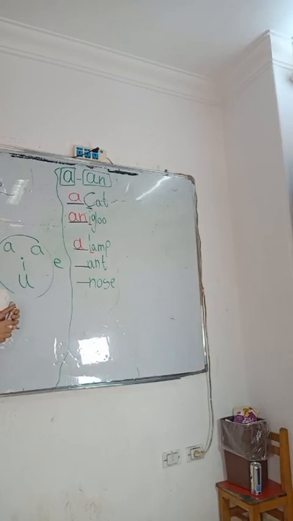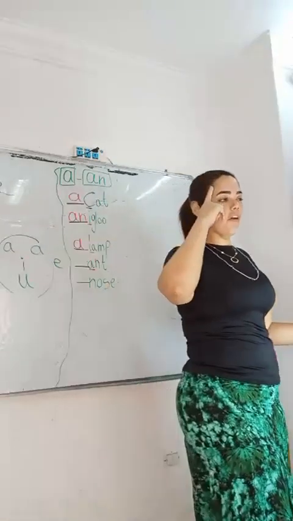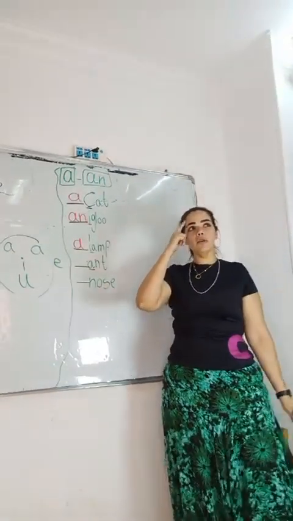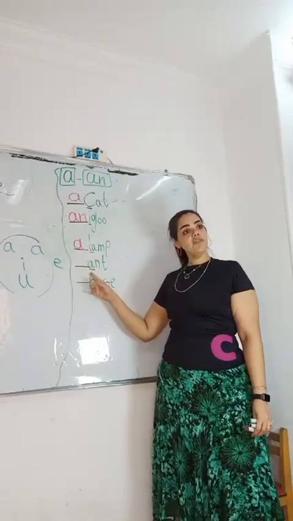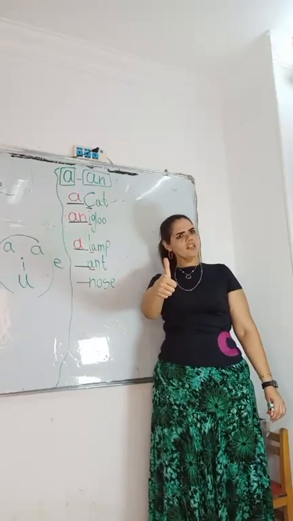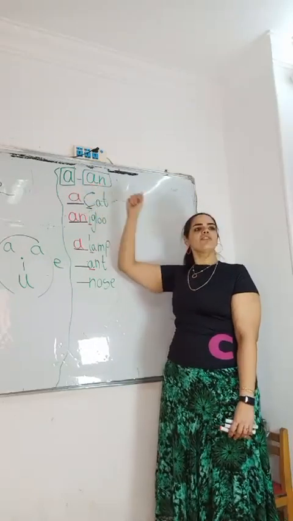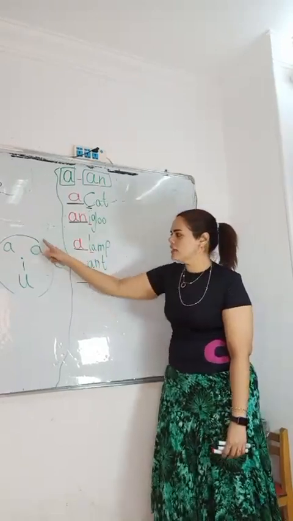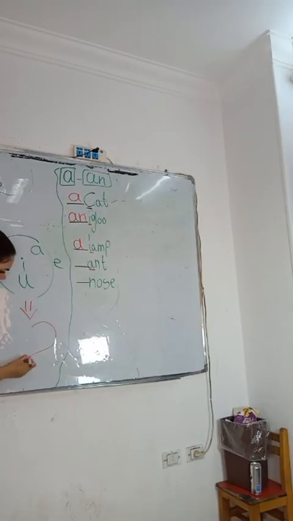Okay. Anas, letter A. Ask yourself, vowel or not? A, E, I, O, U. Letter A, vowel? Yeah. Great job. Good or yucky? Good. With the good letters, vowel letters, we use a or an? An. Vowels are good letters, so we are going to use an.